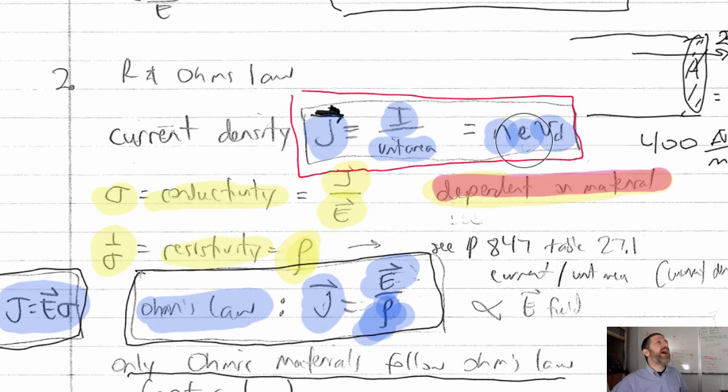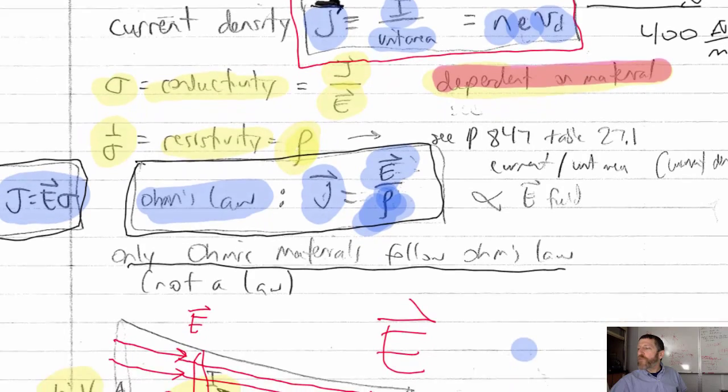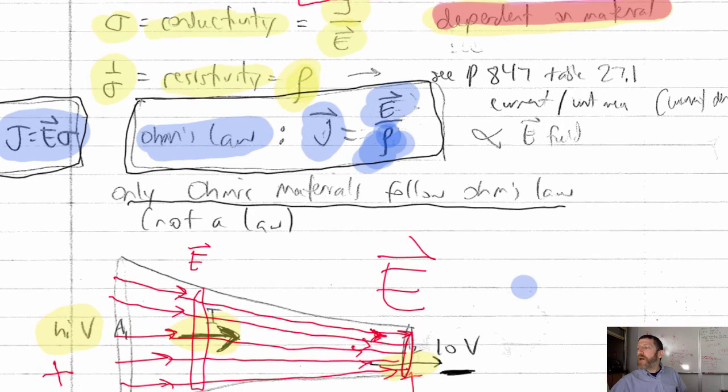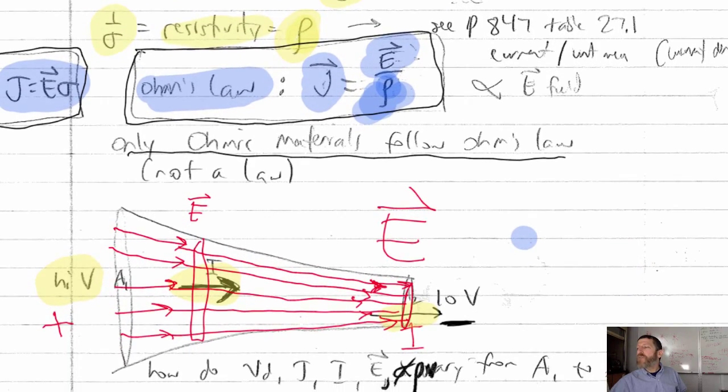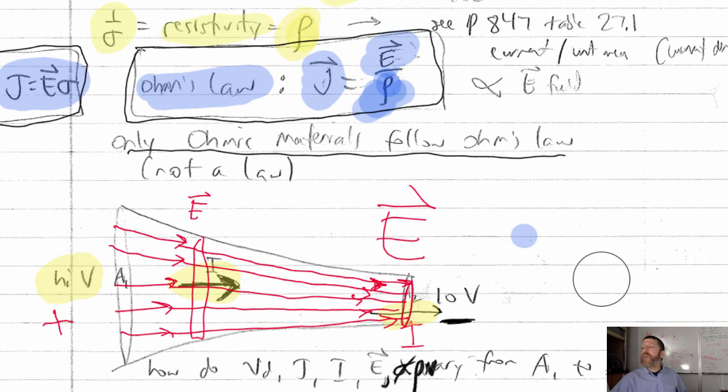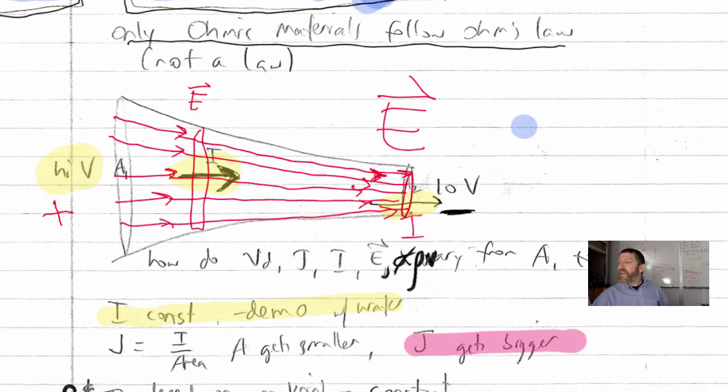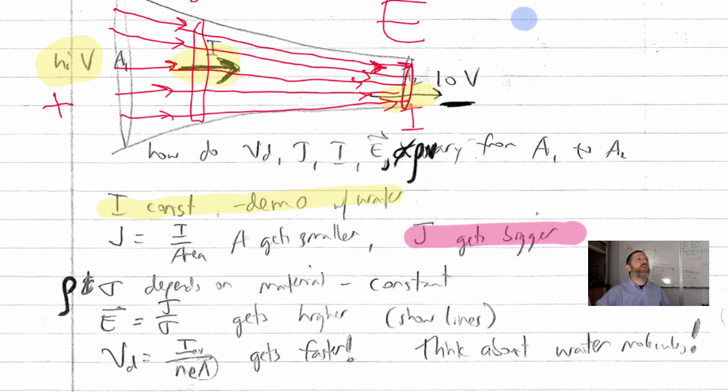Is our elementary charge going to change? No. What's the only thing that can change if you're changing the current density? The drift velocity. Thumb up if the drift velocity goes up. Thumb down if the drift velocity goes down. Thumb sideways if the drift velocity stays the same. As our current density increases, the drift velocity goes up. It gets faster. It's the same way with water.